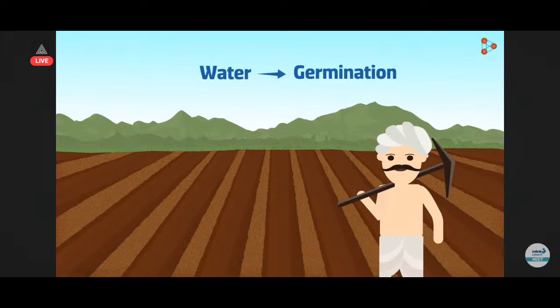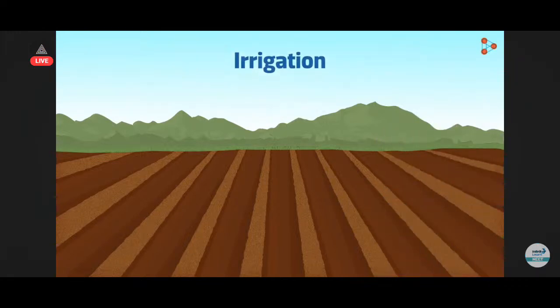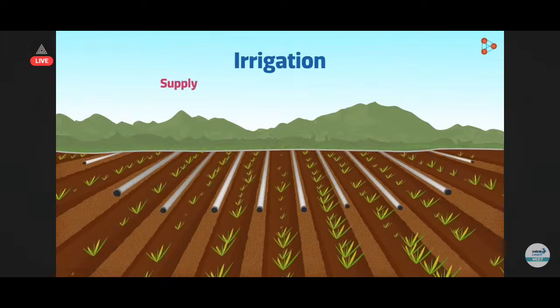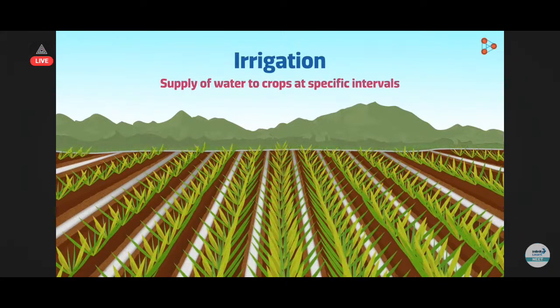But what if there are no rains? How do plants then get water? Irrigation is the solution to this problem. The supply of water to crops at specific intervals is irrigation. It shows that plants need water more than anything else.